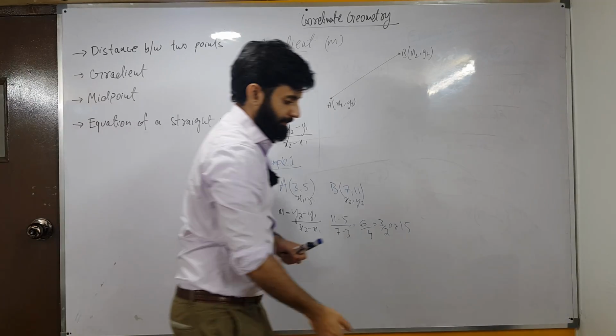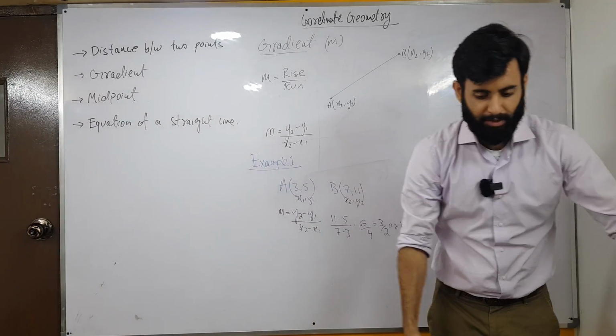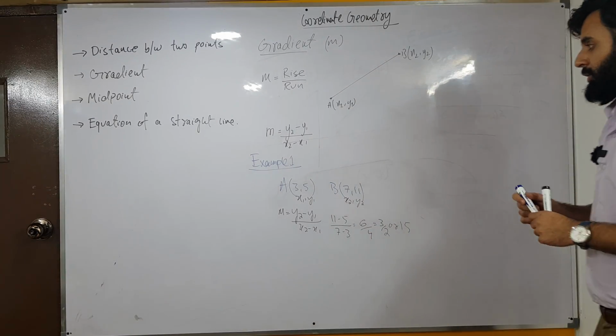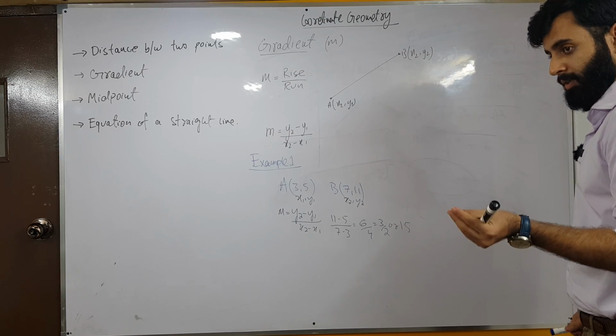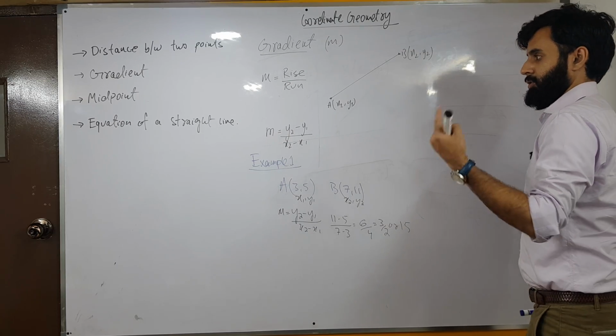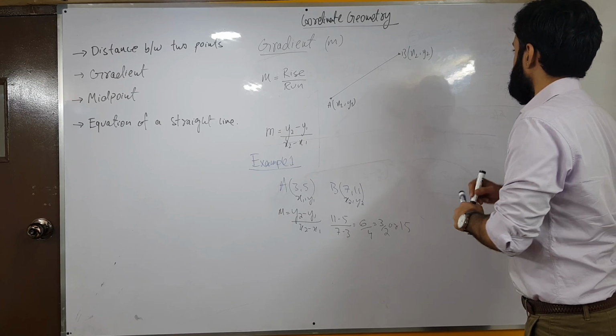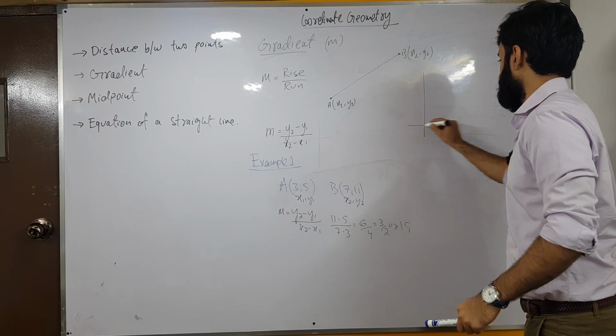So there's one more thing. Just by looking at the line, you should be able to tell what its gradient is going to be. And by that I don't mean the actual value. I mean just whether it's going to be negative, positive, 0 or infinity. So in that case you have 4 unique cases to remember.